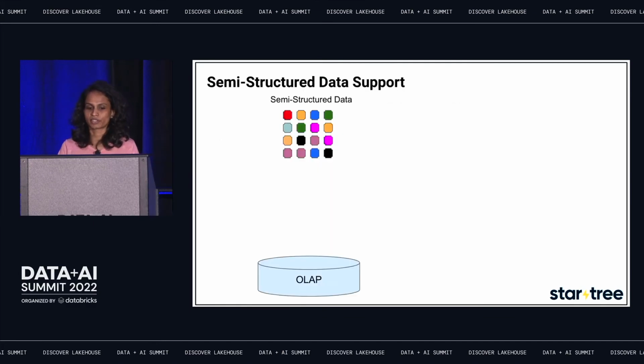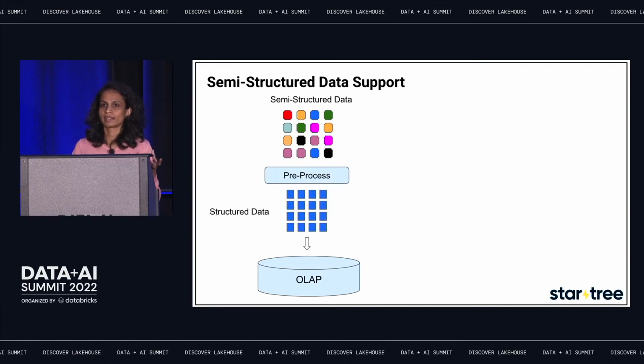starting with semi-structured data support. So typically in an OLAP system, if you wanted to ingest semi-structured data, you would have to add a pre-processing layer in between to convert your semi-structured data to structured data.